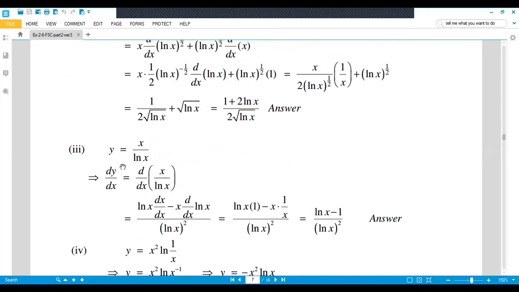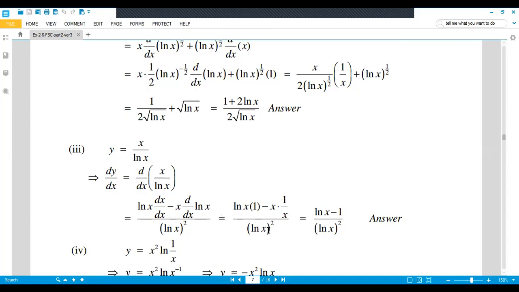Number 3, here you have it given in the form of a fraction. So in the form of a fraction means we apply the quotient rule. So differentiate with respect to x. The quotient rule is the denominator square, then in the numerator, the denominator you write as it is, derivative of the numerator, minus the numerator you write as it is, derivative of the denominator.